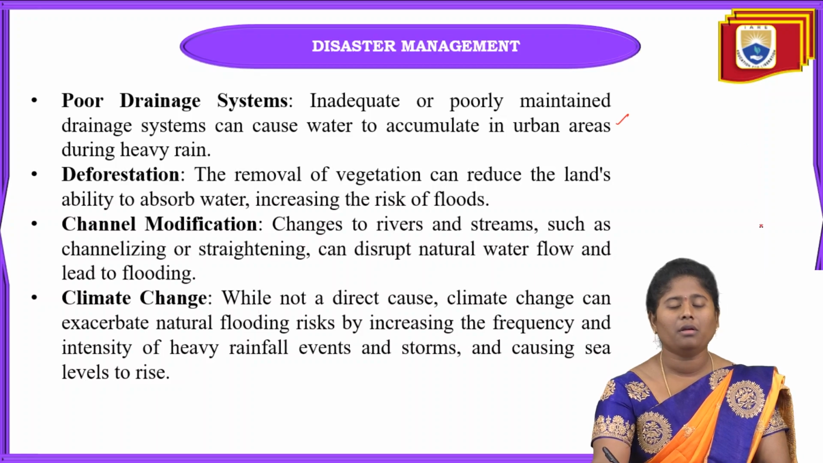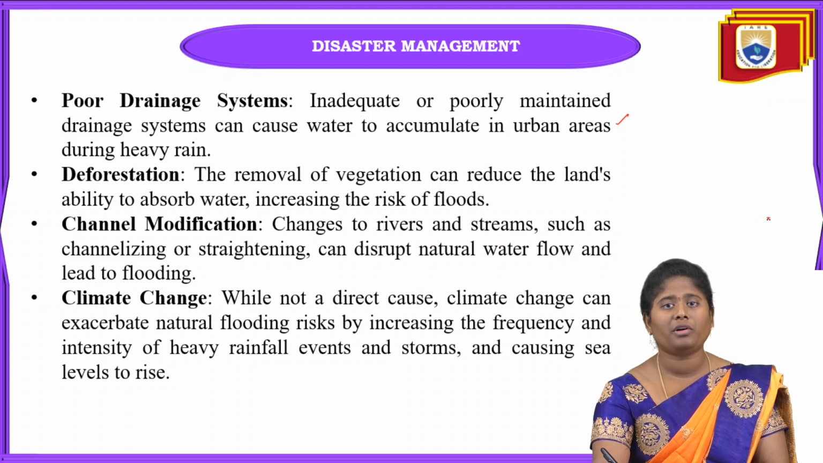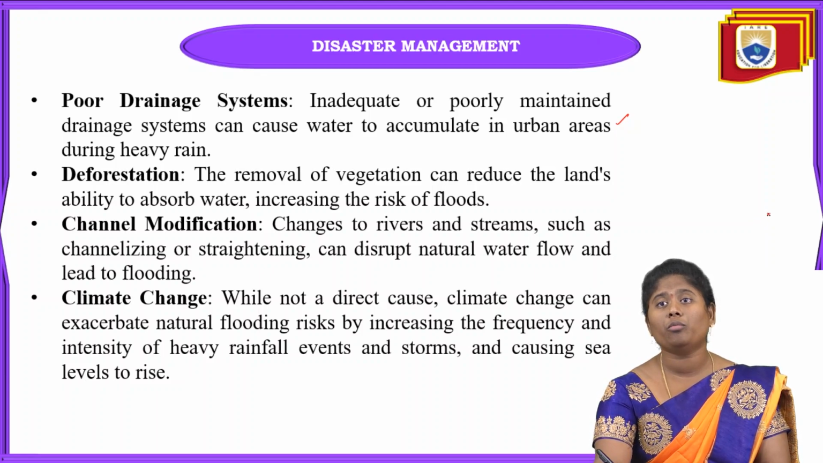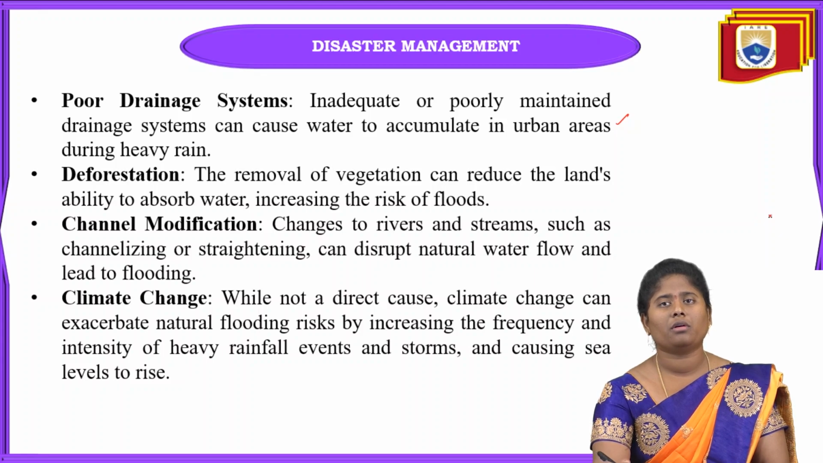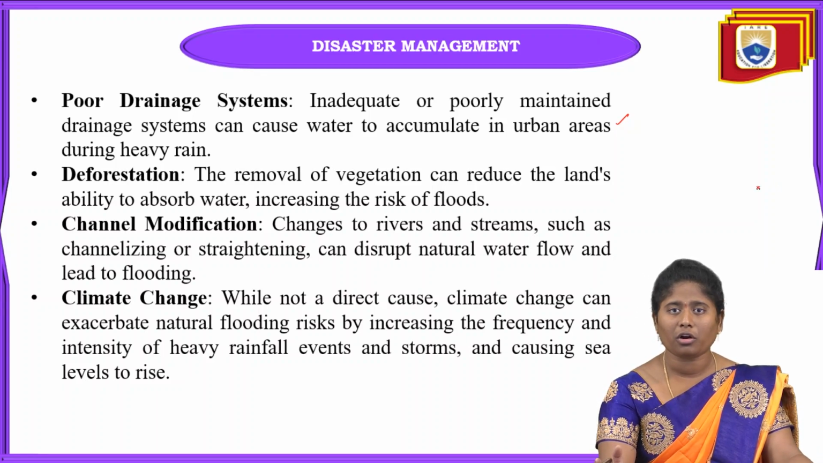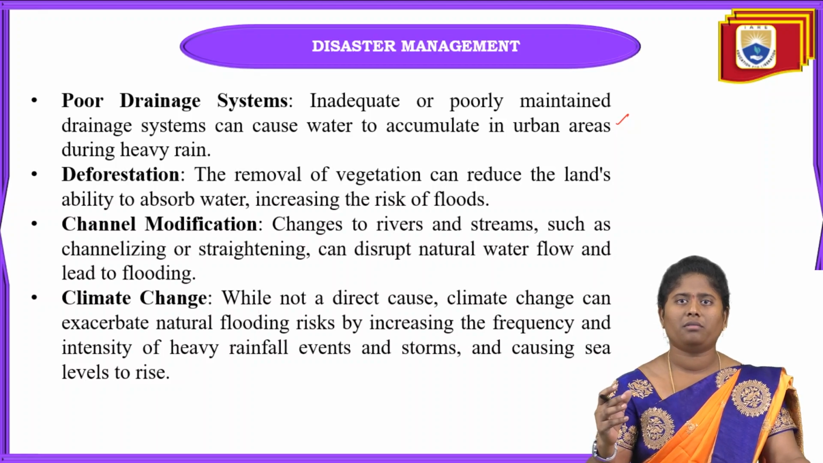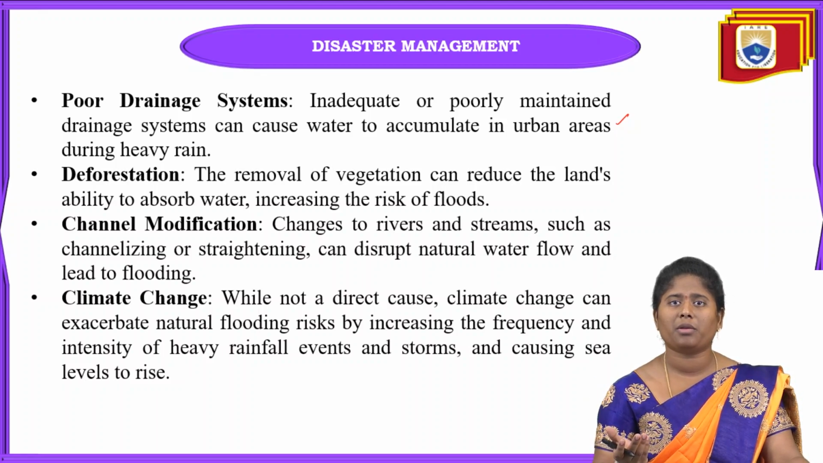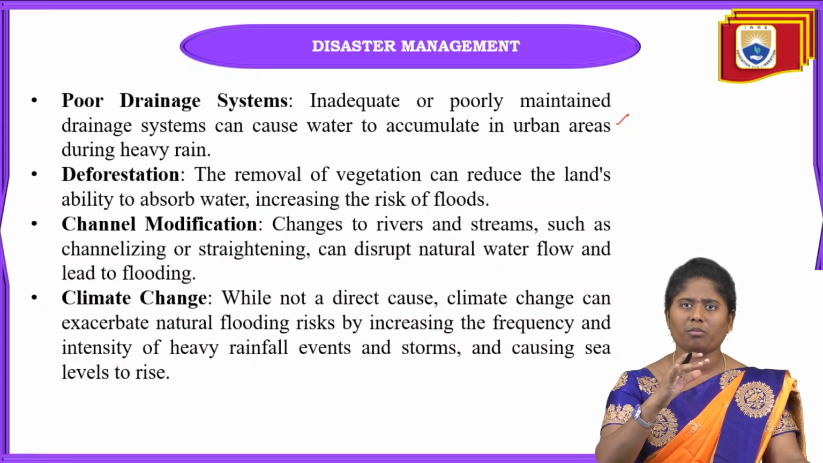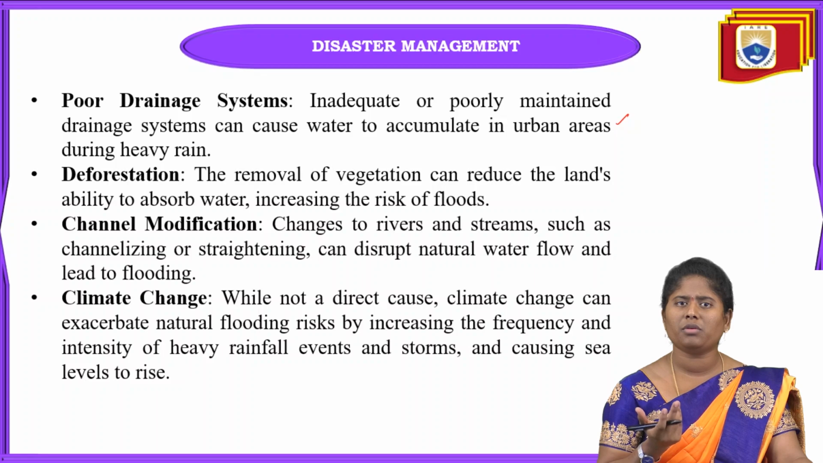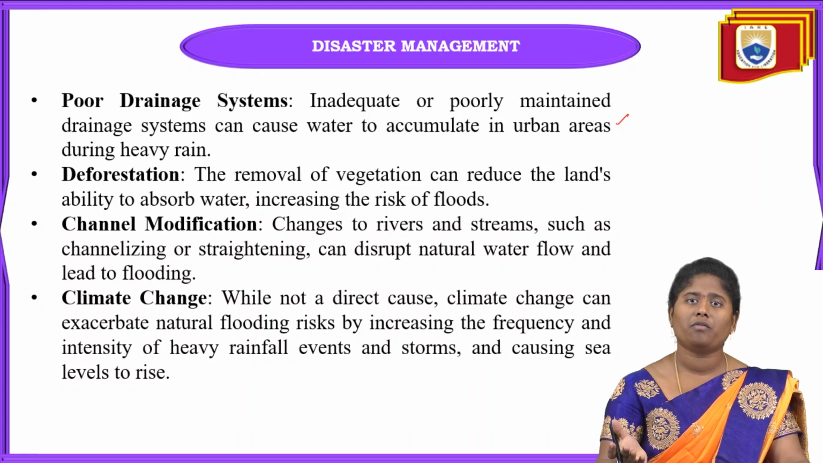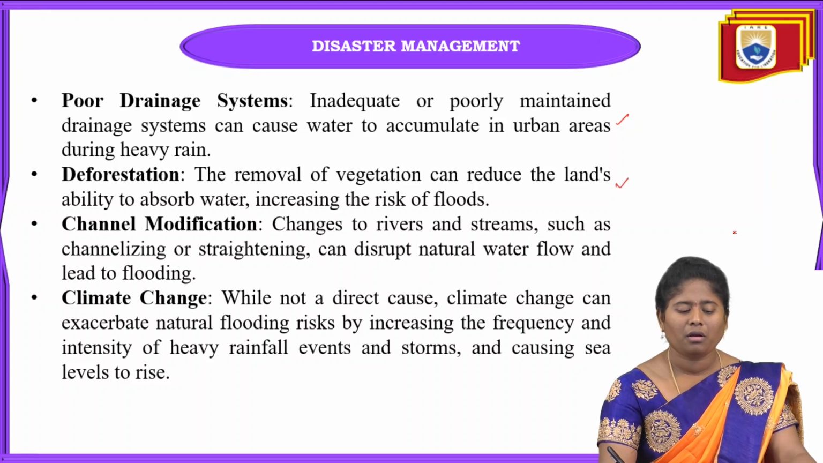Coming to the next one, that is poor drainage systems. Due to inadequate and poor drainage systems, water will accumulate in the urban areas during heavy rainfall. If the drainage system is not proper, then when heavy rainfall happens, the drainage system has to take that water. If the drainage system is not good, it cannot take the rainfall water, and that will lead to floods here. Next one is deforestation.